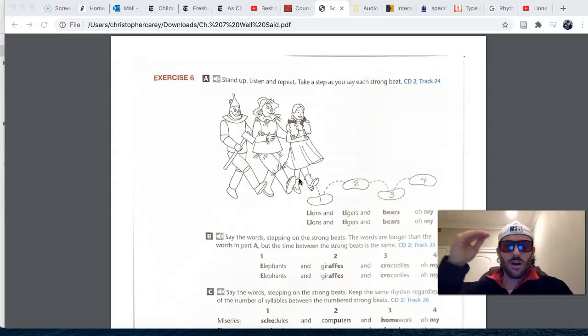that stressed content words create, right? Lions and tigers and bears. Oh my. Lions and tigers and bears.